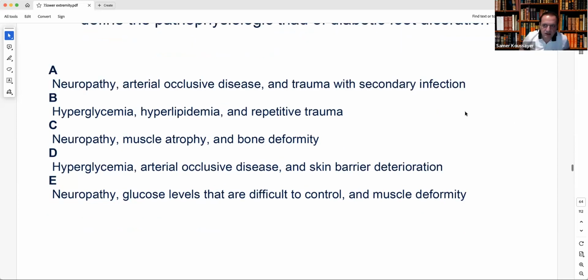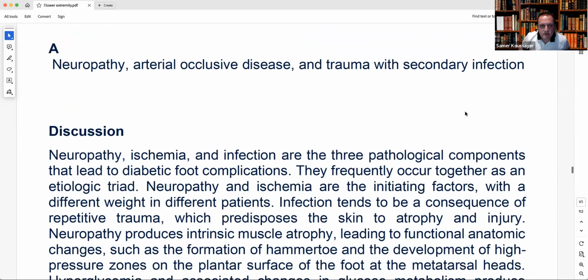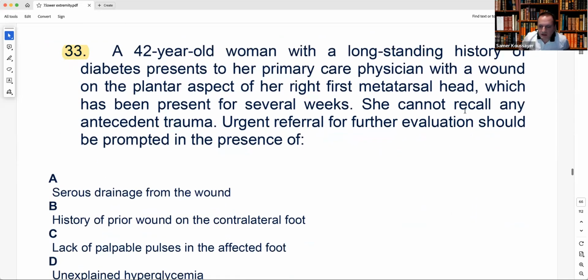All right, there's not much really about this question. You just have to go through the pathology. All right, 33. Ahmad Dahman, you want to take it, Dahman?